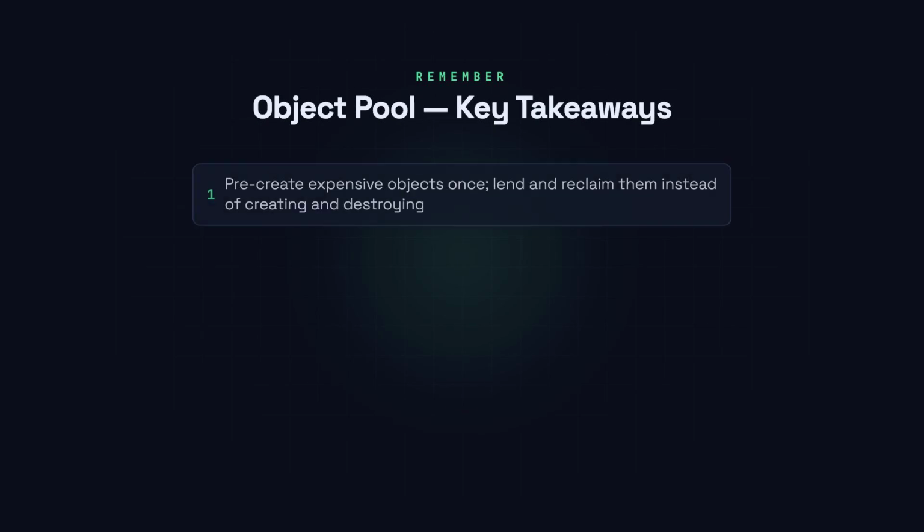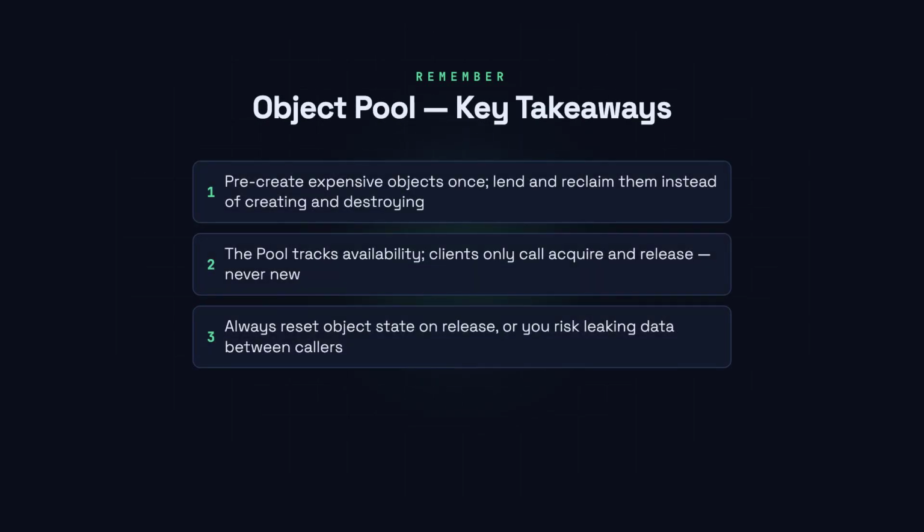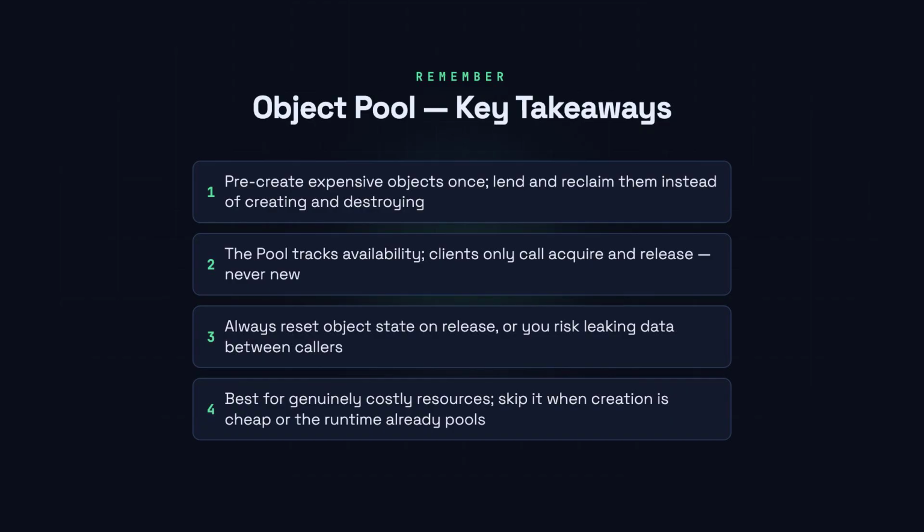To summarize, the object pool pattern pays an upfront creation cost once and reuses those objects for the lifetime of your application. Clients borrow with acquire and return with release. They never call new. The single most important implementation discipline is resetting object state on every release, because anything left behind becomes a data leak for the next caller. Use the pattern when creation is genuinely expensive and you have a natural concurrency limit. Skip it when those conditions do not hold.